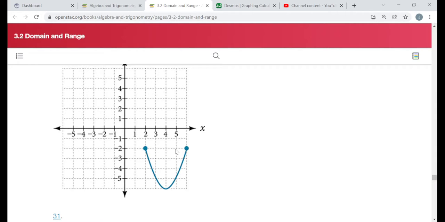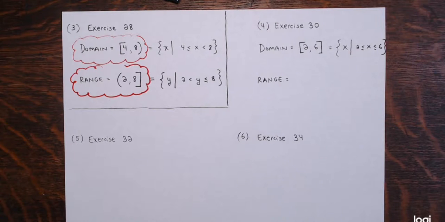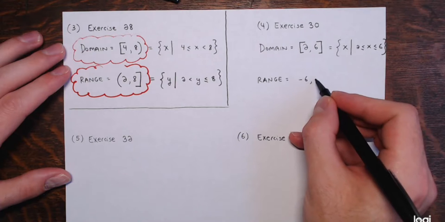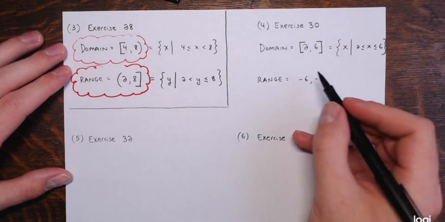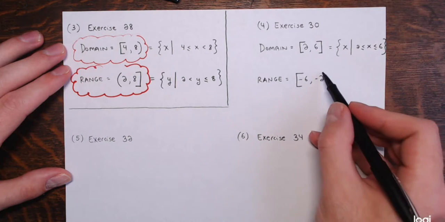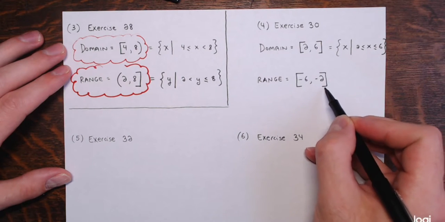There's a solid point. And then above -2, right? Those y values aren't in the graph. Right? There are no points above that. So from -6 up to -2, including -6 and including -2. Right? That's the range. So from -6, comma, to -2 and all the values in between, including -6, right? Bracket on -6, including -2, bracket on -2.